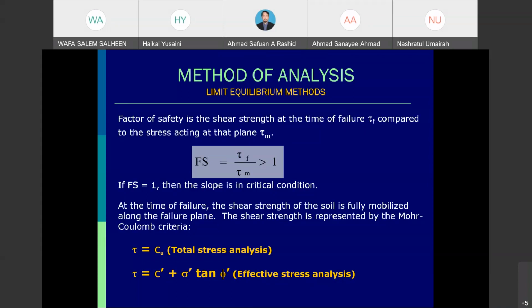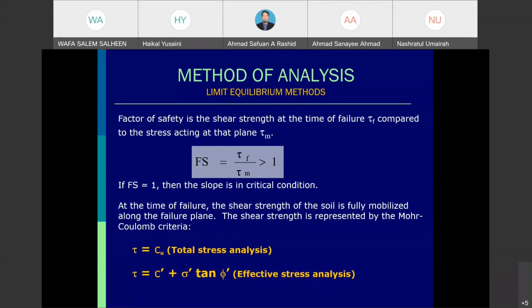So the factor of safety is the shear strength at the time of failure, which is tau F, compared to the stress acting on the plane, which is tau M. If the factor of safety is 1, then the slope is in critical condition. At the time of failure, the shear strength of the soil is fully mobilized along the failure plane. The shear strength is represented by the Mohr-Coulomb criteria.